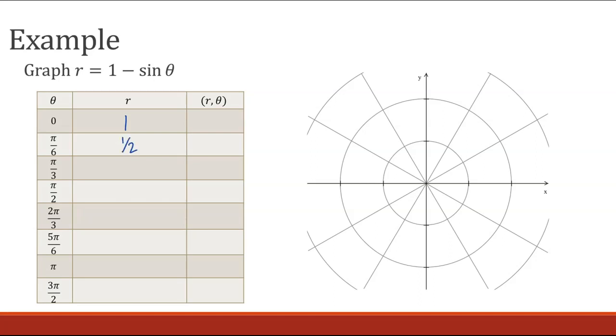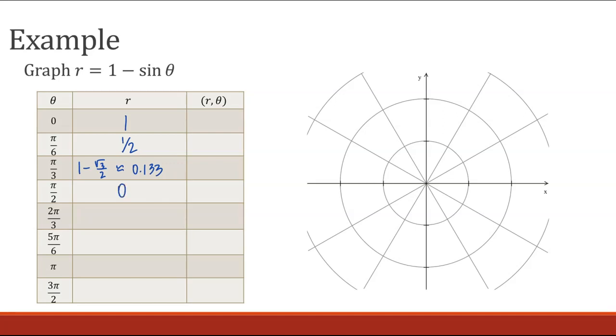And if I plug in pi over 3, I'm going to get 1 minus sine of pi over 3, which is 1 minus radical 3 over 2. And so that's not a value I would want to graph. I want to be more specific, so let's approximate it. That's 0.133. And if I plug in pi over 2, sine of pi over 2 is 1, so 1 minus 1 is 0.